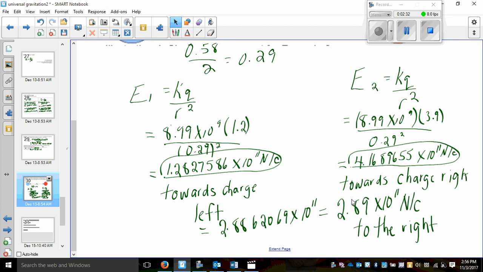So make sure you're pausing, you're getting the same values, you're understanding the directions as well. There are going to be a number of homework questions for you to try now. The answers are given. Make sure you understand how to do those calculations and their units and their direction.